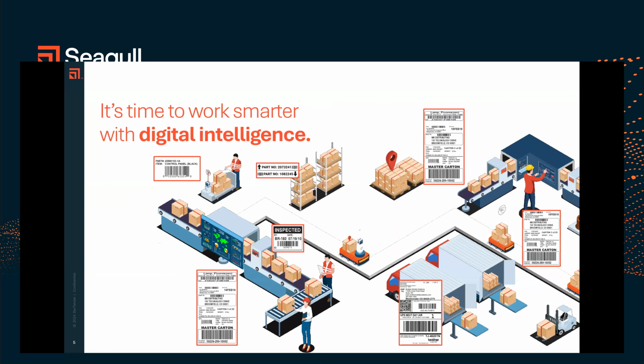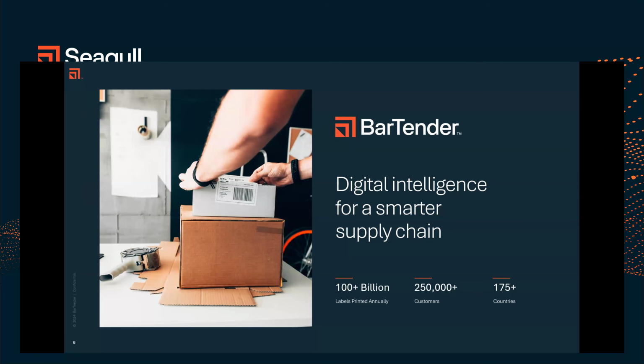It really starts with your labeling, because you may not realize that labels are at the heart of your supply chain operations. They let us know everything from where raw materials were sourced to the contents of an order. They help us build our bills of lading, verify our pick lists, and so much more. Without proper labeling, we would have little to no information and greater difficulty getting our products to market quickly. All of this is to say that labeling really is digital intelligence. And that's where BarTender comes in, because BarTender enables that digital intelligence to help you build a smarter supply chain.